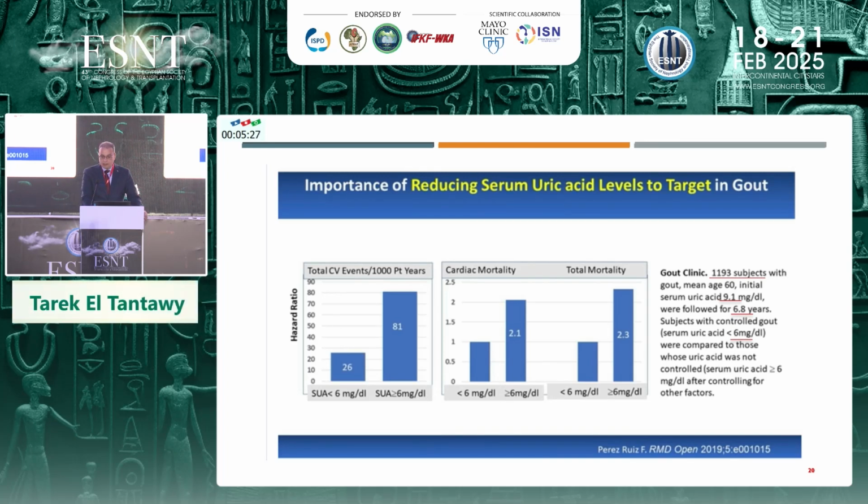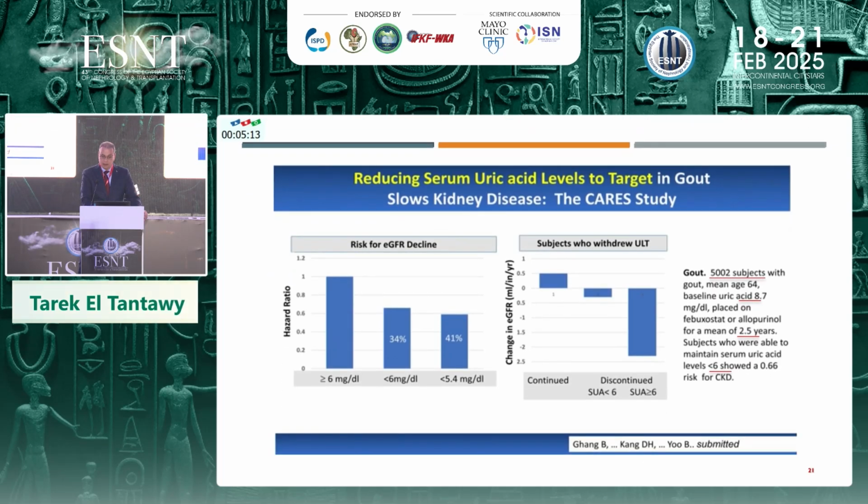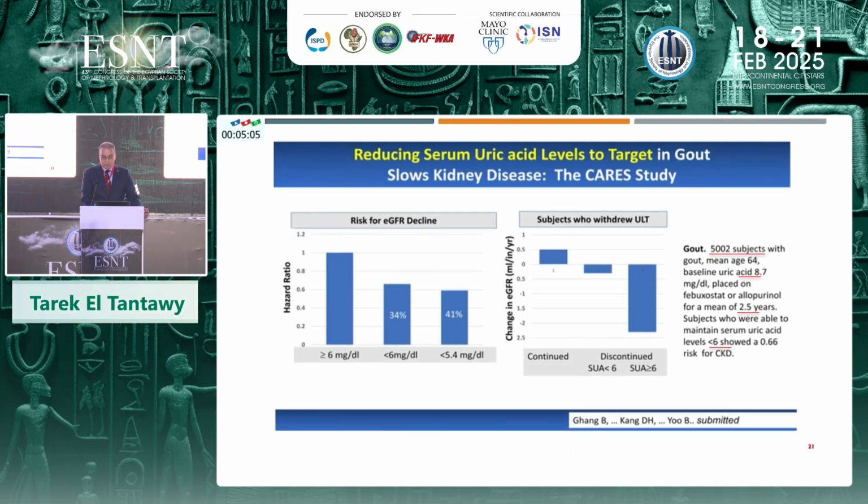Another study, on baseline serum uric acid level and target in gout, including around 1,200 patients: reduction of uric acid was associated with a reduction of total cardiovascular events, cardiac mortality, and total mortality. Also, reduction of serum uric acid level to target is responsible for decreasing the decline in estimated GFR.